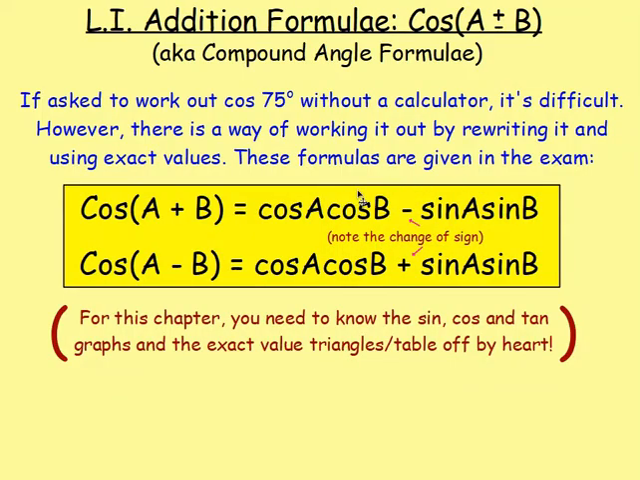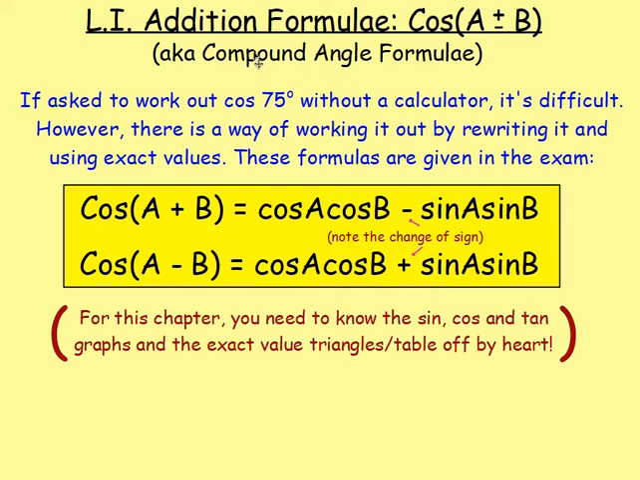So, what's this chapter all about? Well, we started with the addition formulae, and I was saying that there is an equation that you are given in the exam. The formula that you have is cos A plus B equals cos A cos B minus sin A sin B, and you're also given cos A minus B, which is cos A cos B plus sin A sin B. What's the point of this?